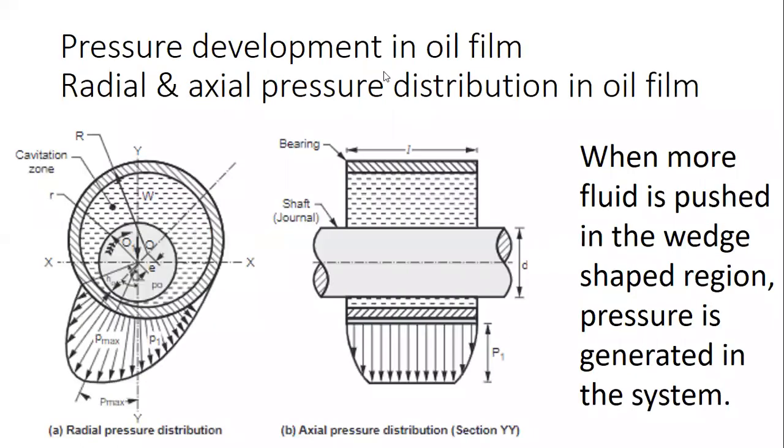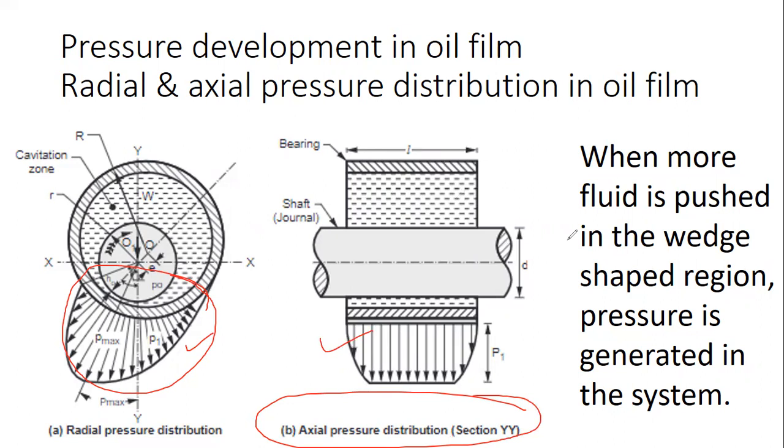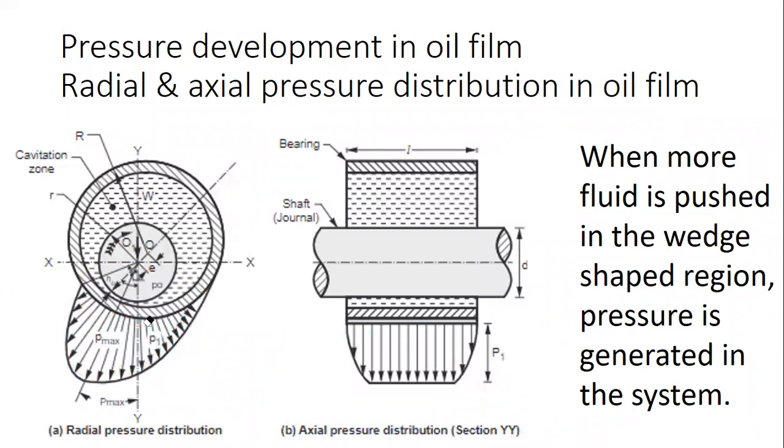Still, we discuss pressure. Pressure development in oil film. You can see the radial pressure distribution and axial pressure distribution shown. This much pressure is being generated in the oil film. That is what is understood when you look at the analysis of hydrodynamic lubrication. When more fluid is pushed into this wedge shaped region, pressure is generated in the system. The less fluid is pushed, the lesser the pressure. The more fluid is pushed, the more pressure is generated in this system of hydrodynamic lubrication.